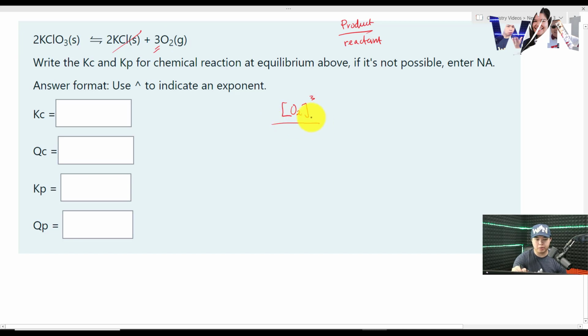Now let's divide by our reactant. Oh, look at that. Our reactant is solid, so we don't have anything on the reactant side, which we assume is 1, but anything over 1 is by itself. So we don't have anything for the reactant. So our answer is pretty straightforward. K equals O2 to the 3. Remember, we use a caret symbol like that. And for QC, it's the same thing. Let's look at KP. All we have to do is remove the concentration and convert into partial pressure. Partial pressure of O2 to the third power. There you go. And for QP, it's the same thing as well.